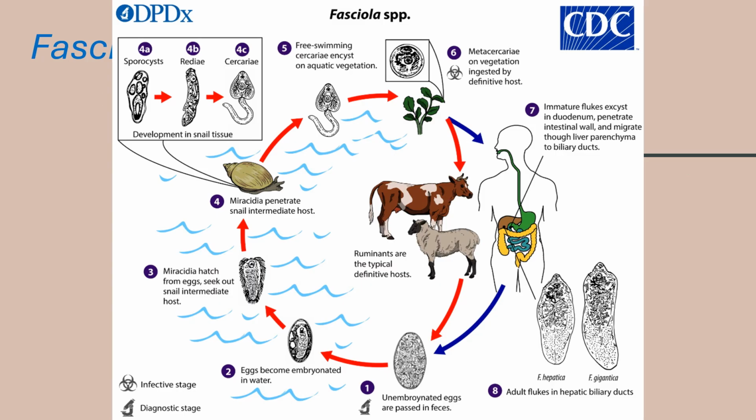This one again is an illustration of the life cycle of your Fasciola species. The adults reside in the passages of the liver. The eggs are passed in the feces, and then the eggs embryonate, and so on and so forth. The mode of transmission to humans, of course, is ingestion of the second intermediate host, which are water vegetations infected with the metacercaria.